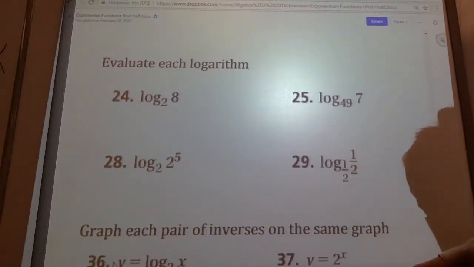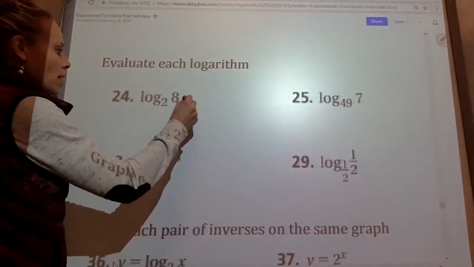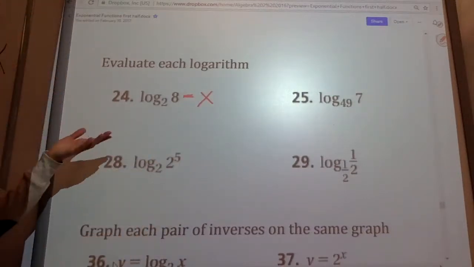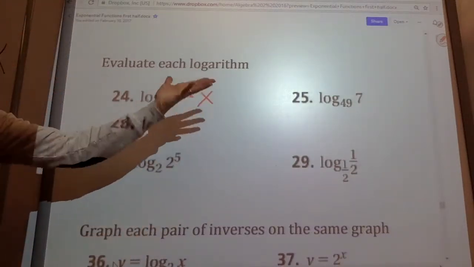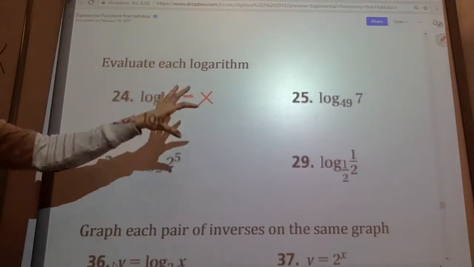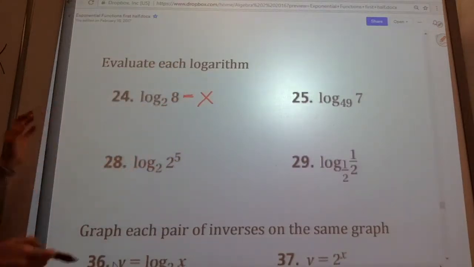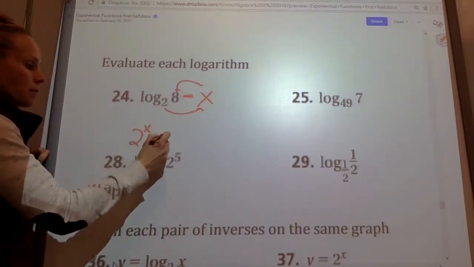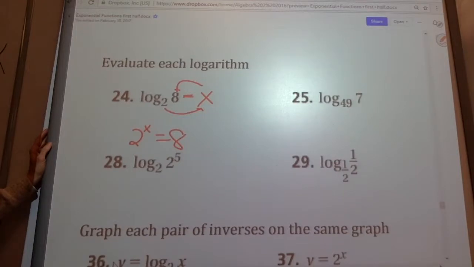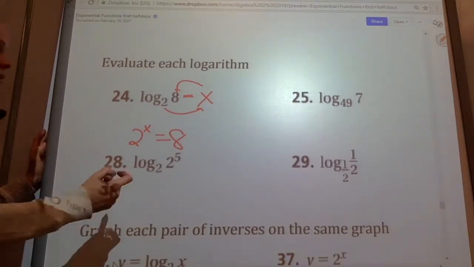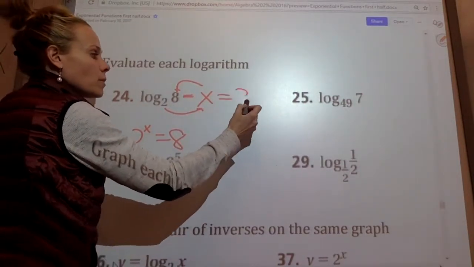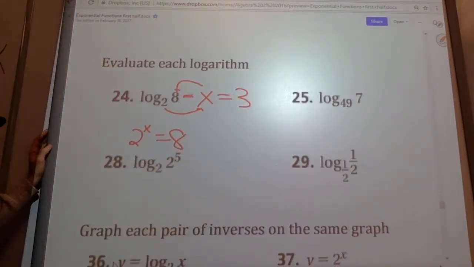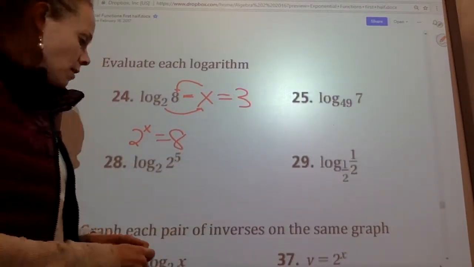Evaluate the logs. What we're doing is we're trying to find what this equals to. Log base 2 of 8 equals what number? Okay? So we convert this into an exponential form. We can say 2 to the x power equals 8. Right? Now, with some mental math, 2 to what power is 8? 3. So we know that this log equals 3. Your answer is 3.